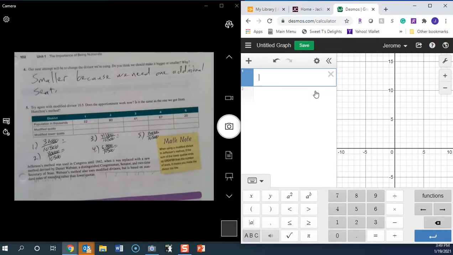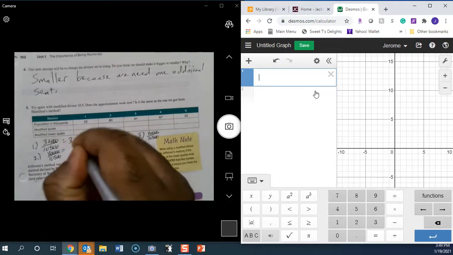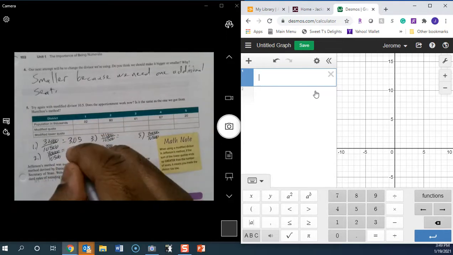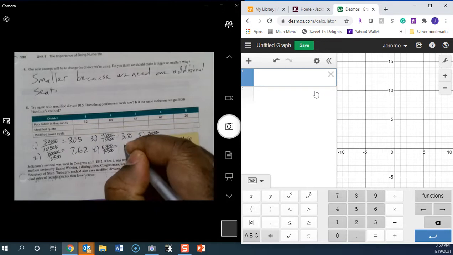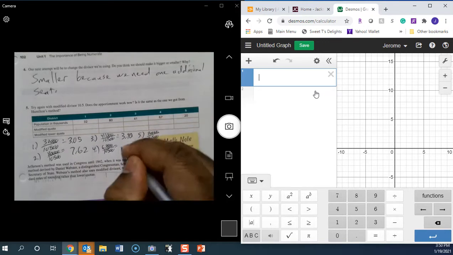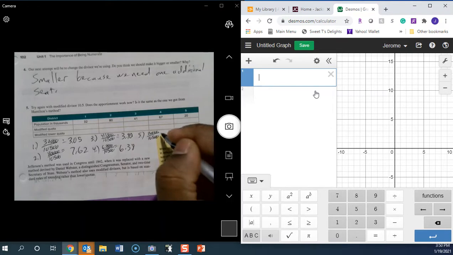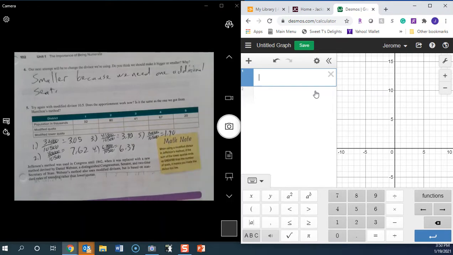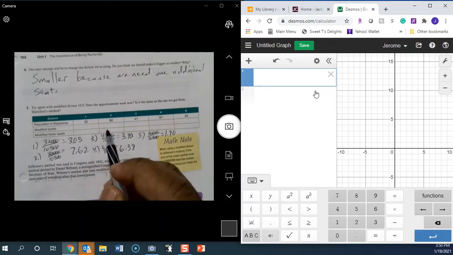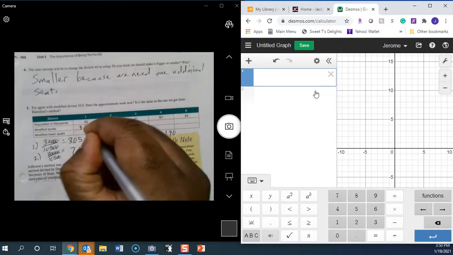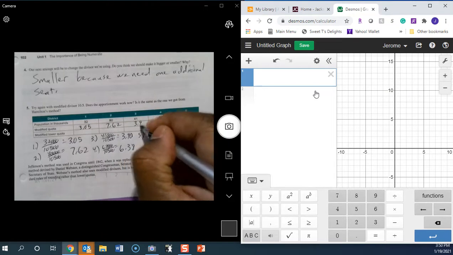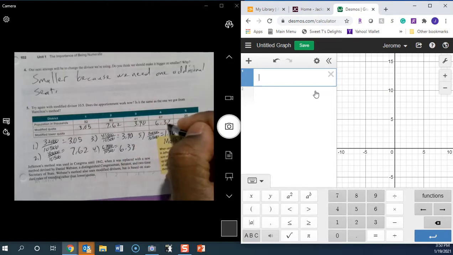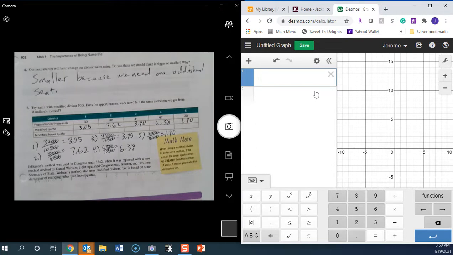Now, when you put this in your calculator, this will give you 3.05. This will give you 7.62, 3.90, 6.38, and also 1.90. So we'll put these in here. 3.05, 7.62, 3.90, 6.38, and 1.90.